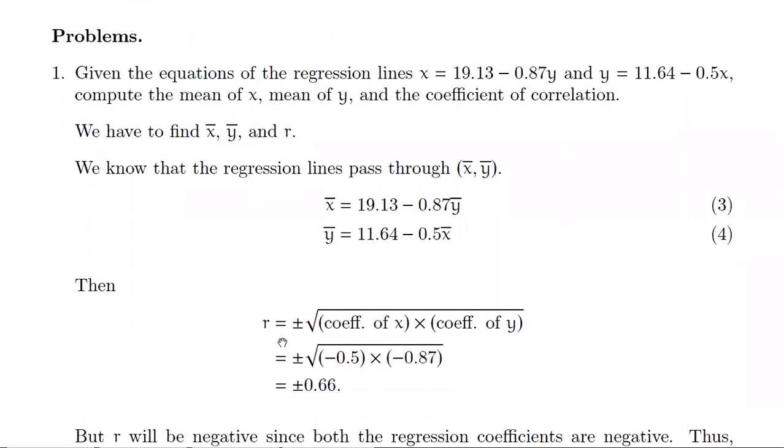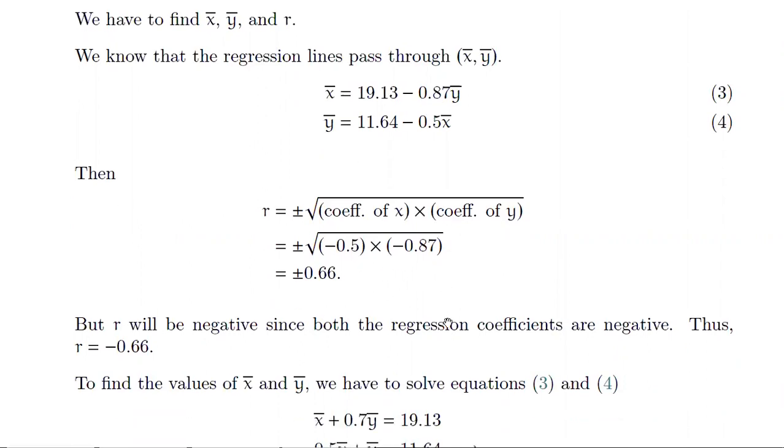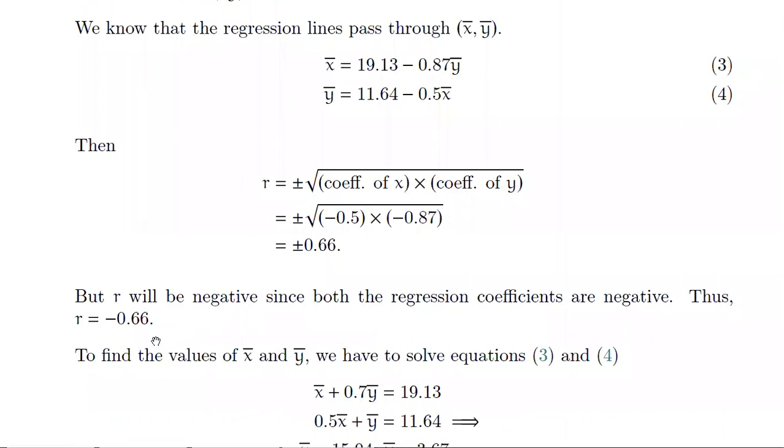We know the formula for r is equal to plus or minus square root of coefficient of x into coefficient of y. The coefficient of x from this line is minus 0.5 and the coefficient of y from this line is minus 0.87. So by substituting those values, we get r is equal to plus or minus 0.66. But the value of r will be negative because both these coefficients have the negative sign. So r is equal to minus 0.66.